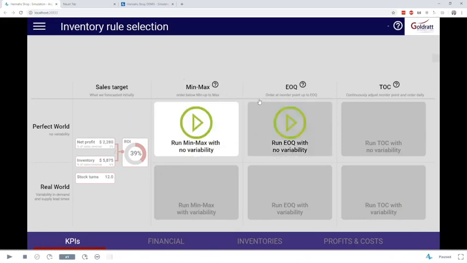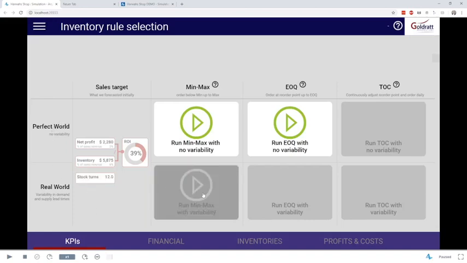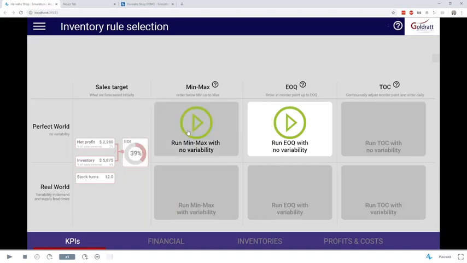So we have 3 different policies that are called min-max, economic order quantity, that's EOQ, and the theory of constraint approach, or TOC. So you'll be able to play with those 3 policies, and you'll be able to test how they would behave in a perfect world where we don't have any random fluctuations versus how they would actually play out in the real world with variability, where demand varies a little bit, supply lead times vary as well. And you can compare that to your actual sales target.